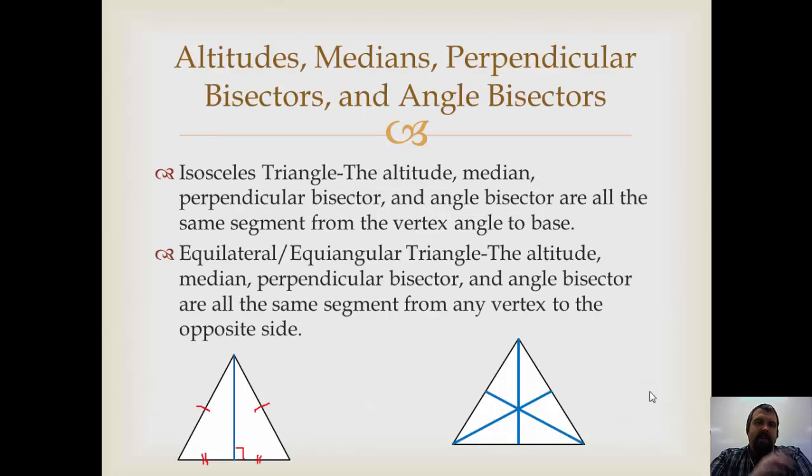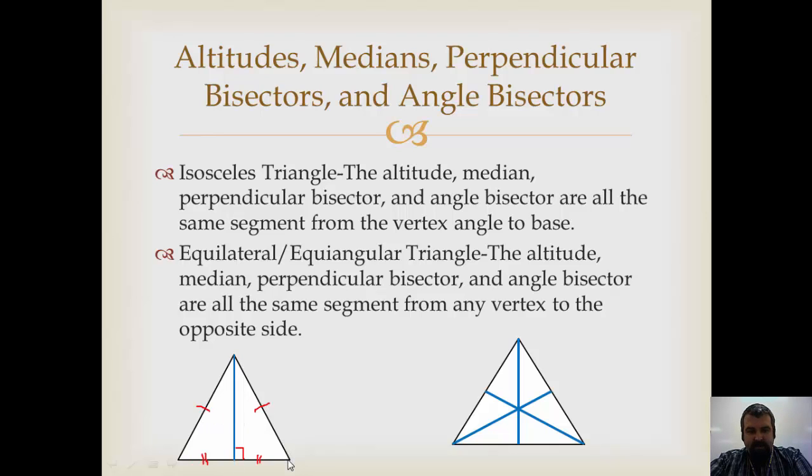Something to note. Altitudes, medians, perpendicular bisectors, and angle bisectors. These are the 4 shapes I taught you about. In an isosceles triangle, so like for instance this shape down here in the bottom left, this blue segment right here from the vertex angle down to the base, it's actually all 4. This blue segment is the altitude, it's the median, it's the perpendicular bisector, it's the angle bisector. Only in this situation, from the vertex angle to the base, and in an isosceles triangle.